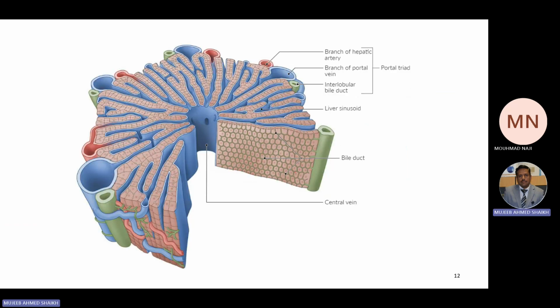The same picture is shown here. What I was telling you, that from the portal vein, it will be converted into sinusoids. So these are gaps. Bigger gaps are seen, and these gaps or capillaries are known as sinusoids. Green color is the branch of the bile duct.